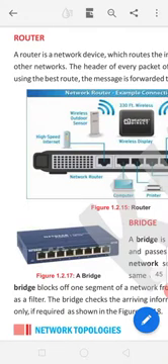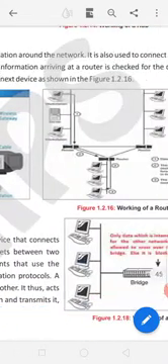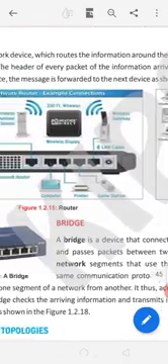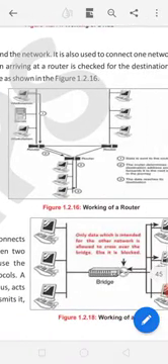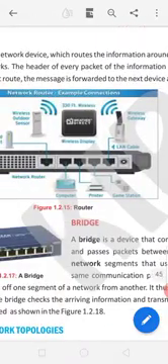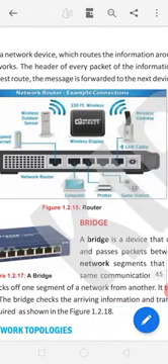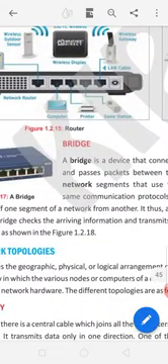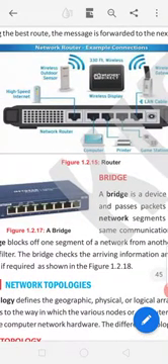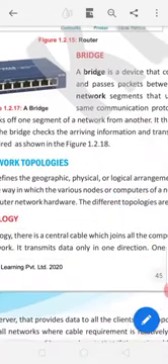Router. A router is a network device which routes the information around the network. It is also used to connect one network to another network. The header of every packet of information arriving at a router is checked for the destination, and using the best route, the message is forwarded to the next device. A router is used for passing the internet from one computer to many computers. It's used for internet. Like this. This is our network router. It transmits the network from one way to another way.